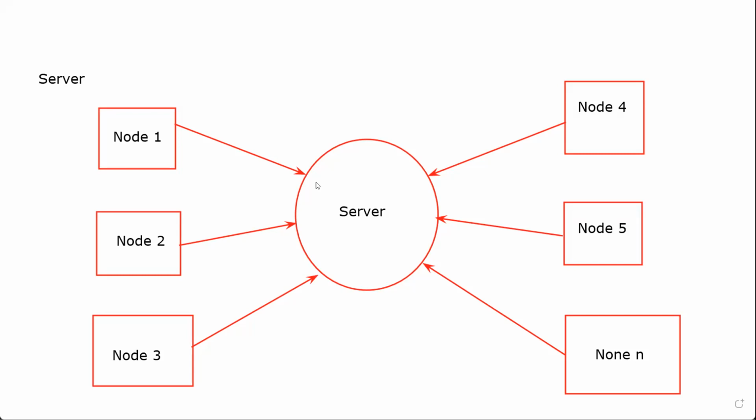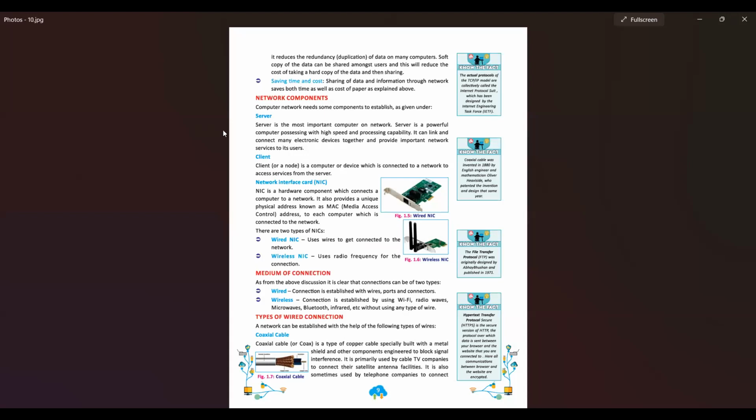The same thing is written here. Server is the most important computer on the network. Server is a very powerful computer processor with high speed and processing capability. My dear students, always remember that the server is considered the most powerful computer. You can say that it has a very large hard disk, high memory, and high processing capabilities, and its configuration is very high. It has high cache and all. So in that way, it is considered the most powerful computer among all the nodes. It can link and connect many electronic devices. As I said earlier, we can connect n number of devices with this server computer.